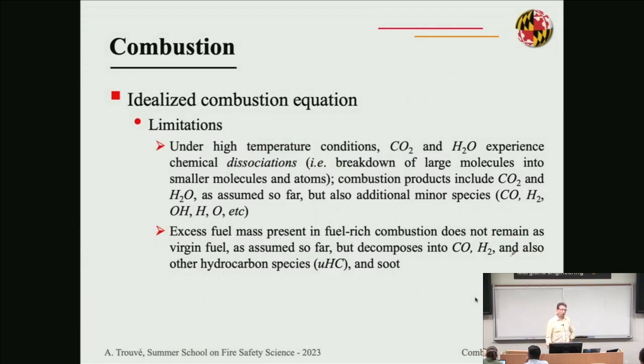The true physics or the true chemistry is more complex than described by this black box model of the global combustion equation. And we know that under high temperatures, CO2 and H2O are not going to be the only products of combustion. We're going to find tens of chemical species in the combustion products. And in particular, we're going to have some minor species listed here. And also the excess fuel that you have in the underventilated combustion regime is not going to remain as a virgin fuel. It's going to break up into products of incomplete combustion like carbon monoxide, hydrogen, hydrocarbons, and large amounts of soot typically.